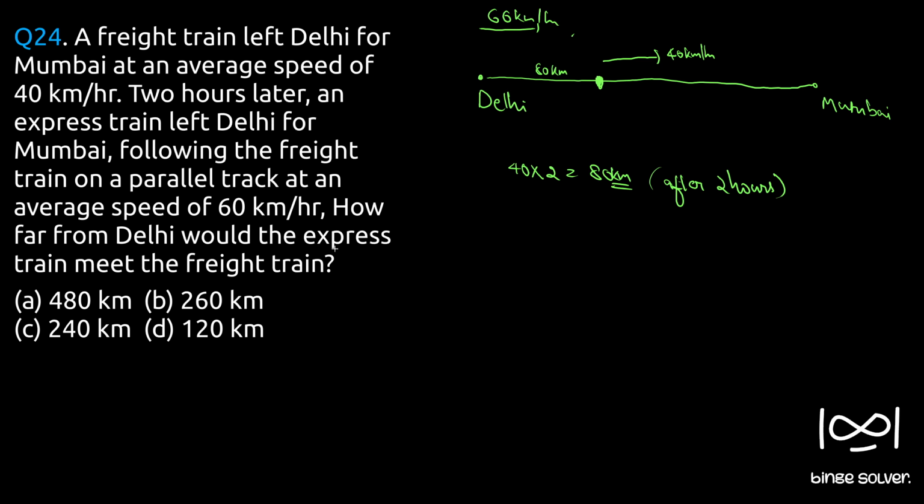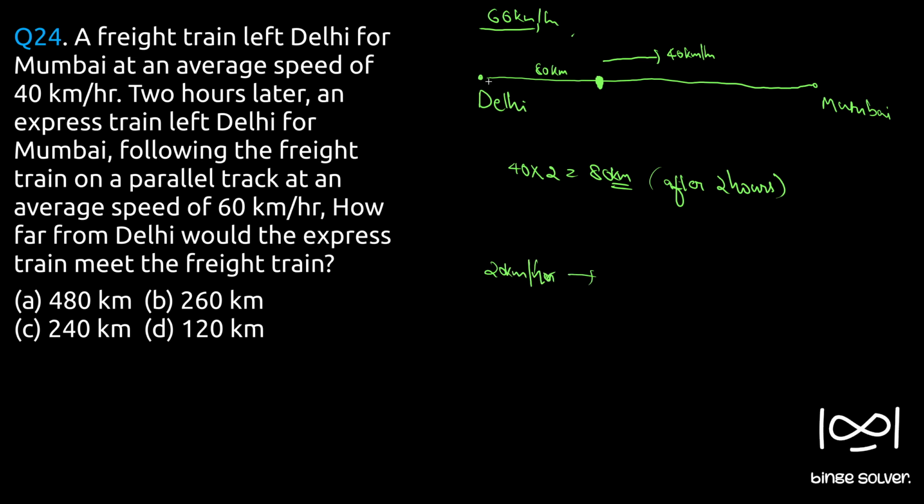Okay. How far from Delhi would the express train meet the freight train is the question. So if you know the relative speed, it is fairly simple. We will assume this freight train is stationary, and the new train is traveling at a relative speed. Relative speed when they are moving in the same direction will be v1 minus v2, or 60 minus 40, 20 km per hour.